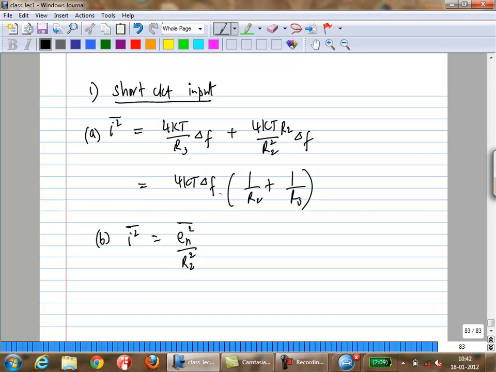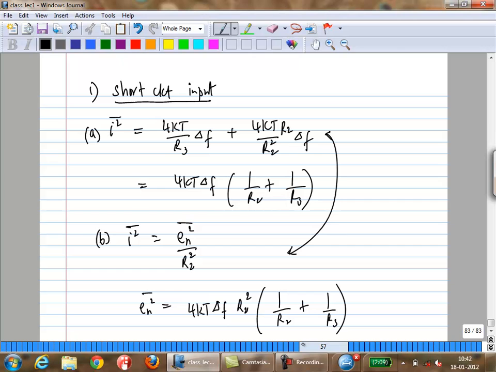So you're going to equate these two. So that's going to give you 4kT delta F times R2 squared over 1 over R2 plus 1 over R3. Okay. So now we have found out En. Let's now find out In.